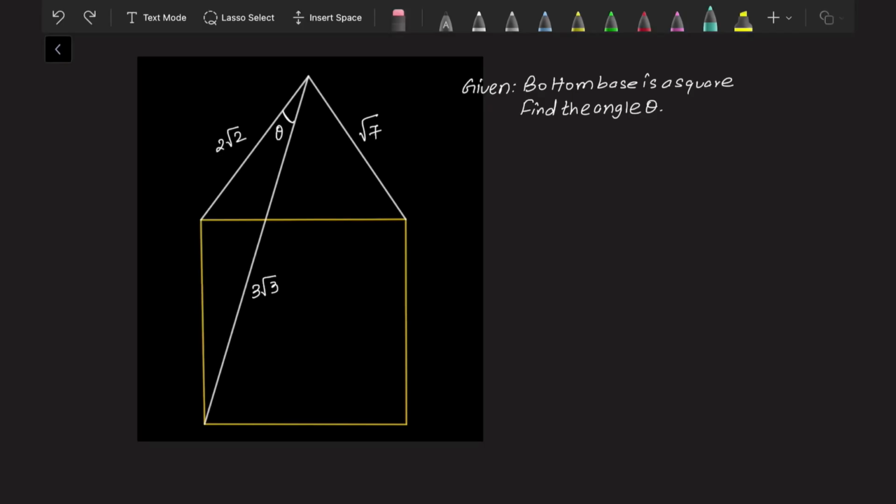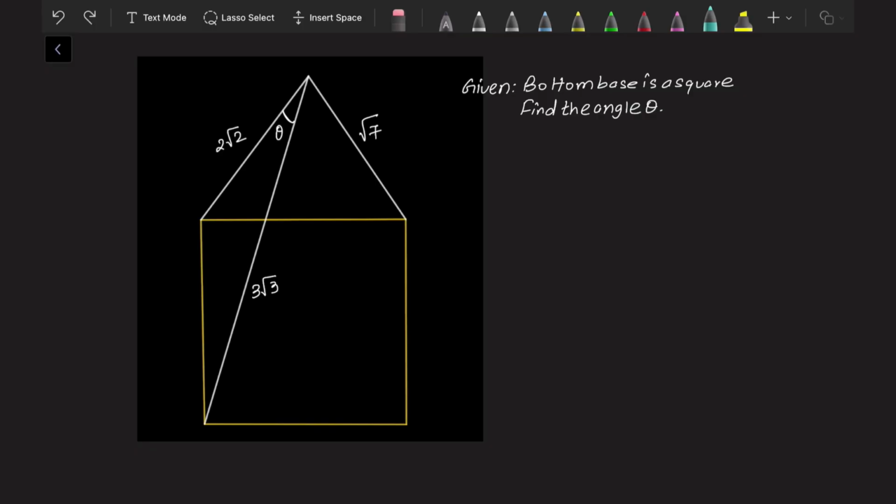So today we have a simple yet interesting geometrical problem. First of all, let us understand the question. It's very simple. We have a square and three line segments of the particular lengths 2 square root of 2, square root of 7 and 3 square root of 3. And all you need to do is find this particular angle theta.